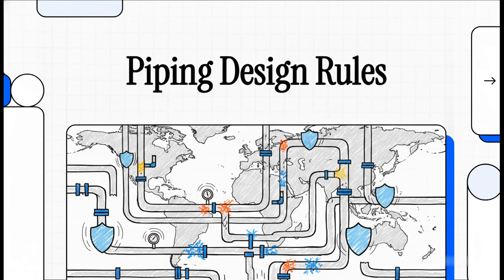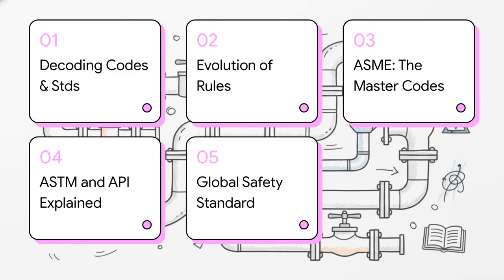Well, welcome to This Explainer. Today, we are uncovering the invisible shield of rules that keeps this massive global infrastructure totally reliable and, more importantly, safe. Okay, let's dive right into this using a funnel approach.